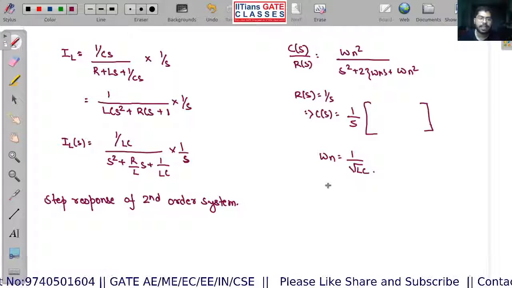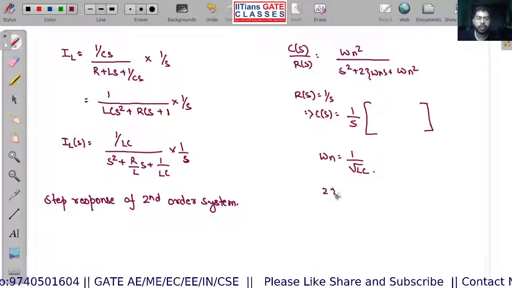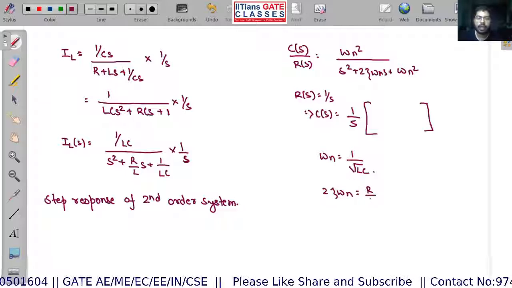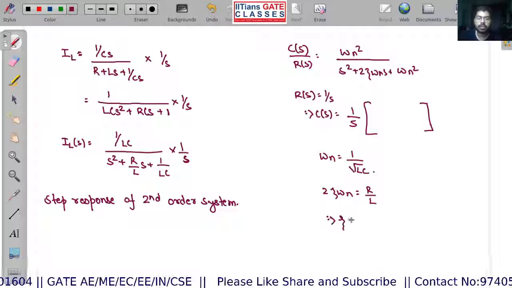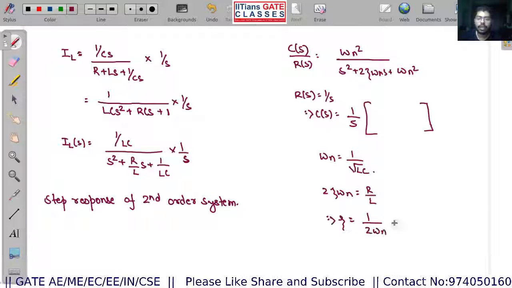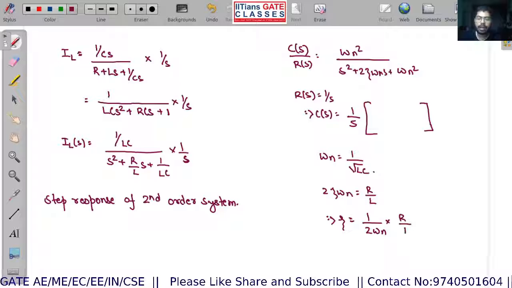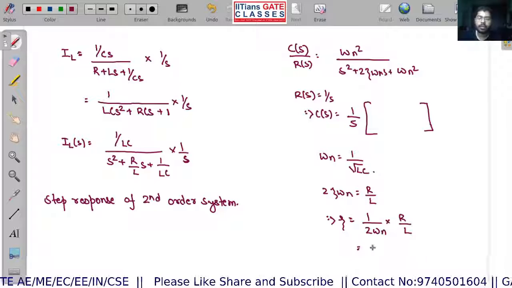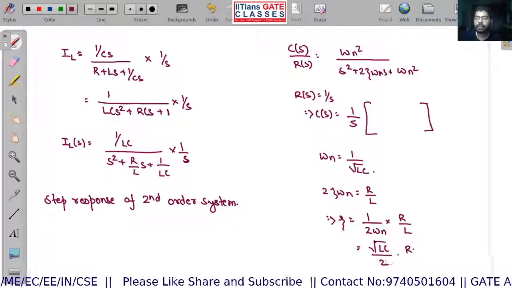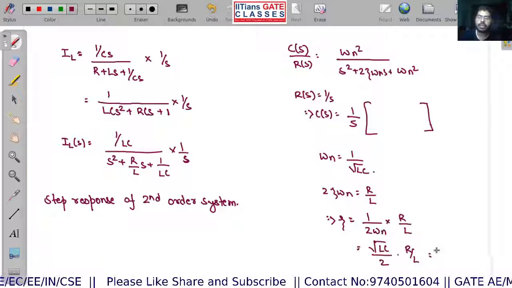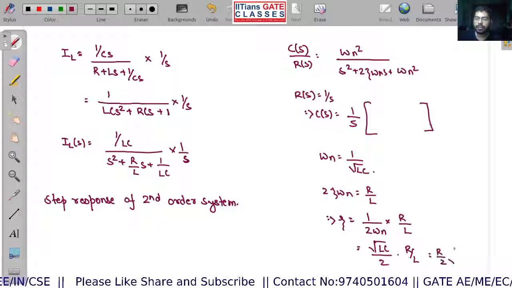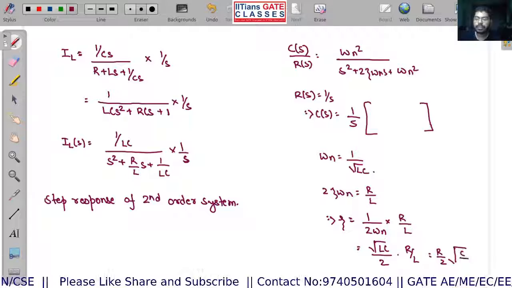And what is zeta? I am going to write 2 zeta omega n is equal to R by L. So zeta comes out to be 1 by 2 omega n into R by L. So this will be, under root LC divided by 2 into R by L. So this comes out to be root L, so this will be R by 2 under root of C by L.